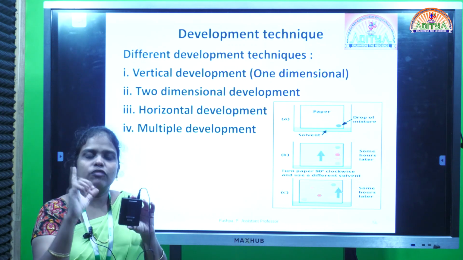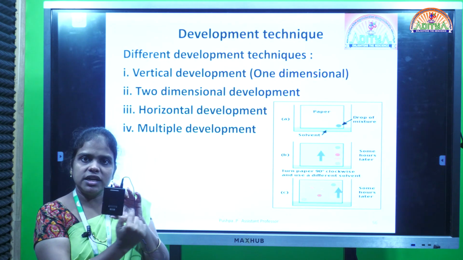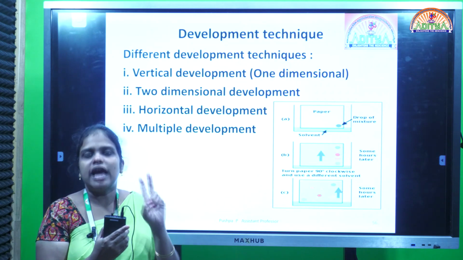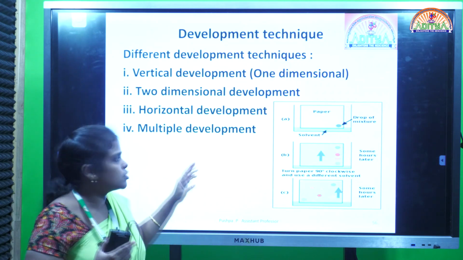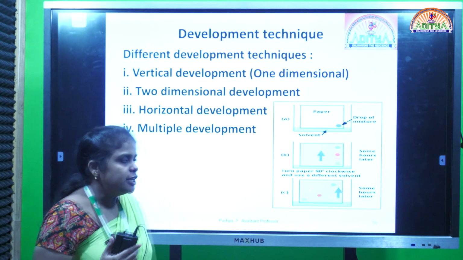That means in one TLC plate only, both the vertical elution and horizontal elution will take place. At a time, two-dimensional elutions will take place. That is called two-dimensional development. And coming to the last one, multiple development.